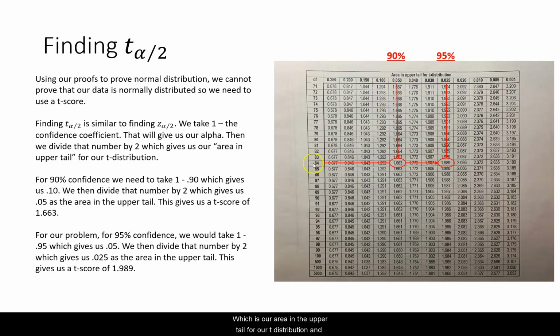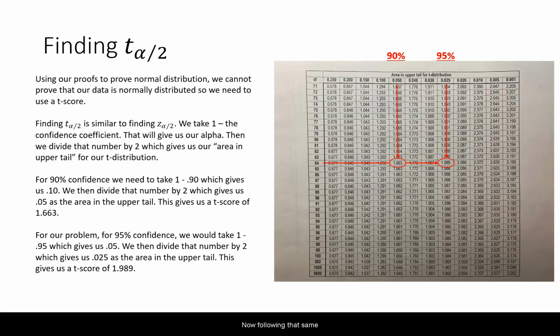t-distribution. And finding our degrees of freedom here in this column, we take our sample size, in this case 85, and subtract 1, which gives us a degrees of freedom of 84. So we find 84, follow it over to 0.05, which gives us a t-score of 1.663.